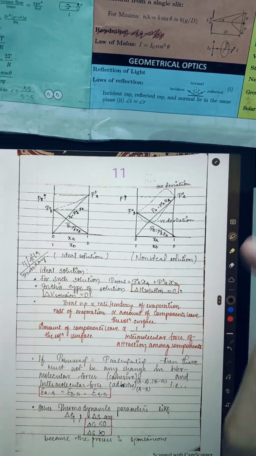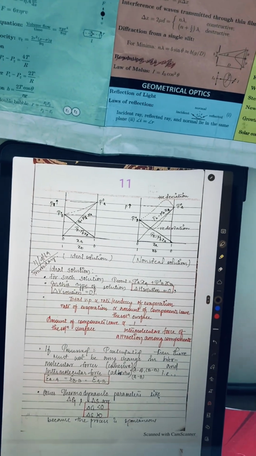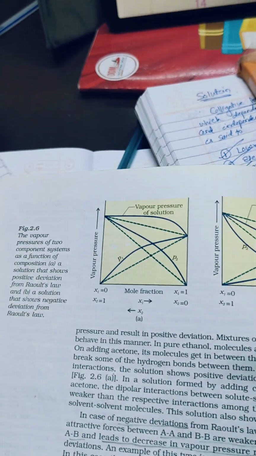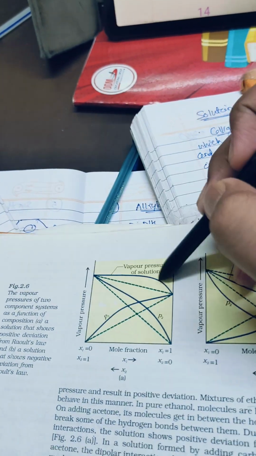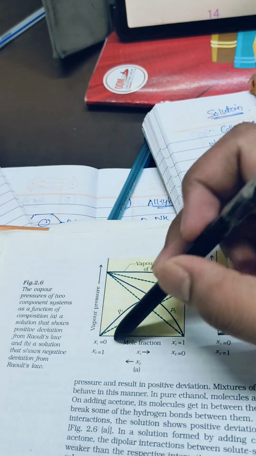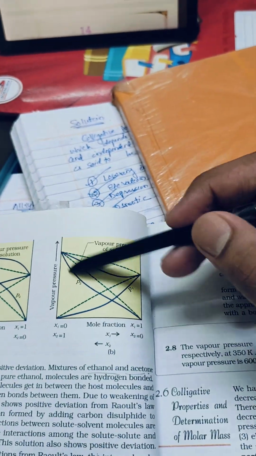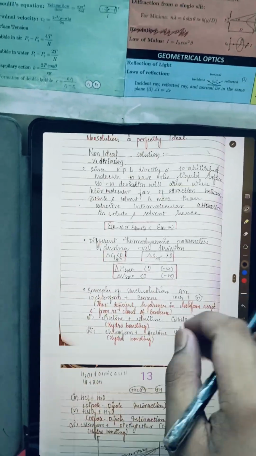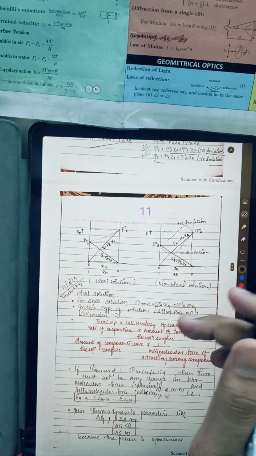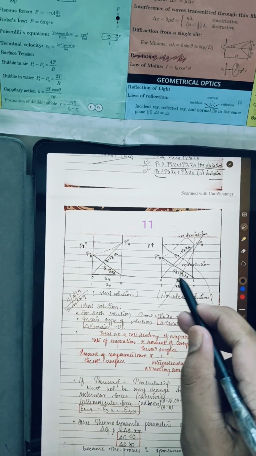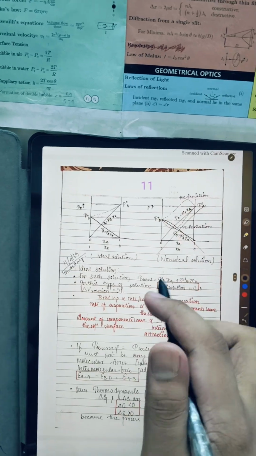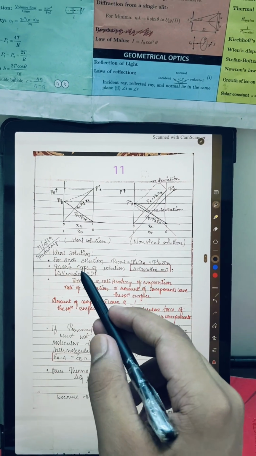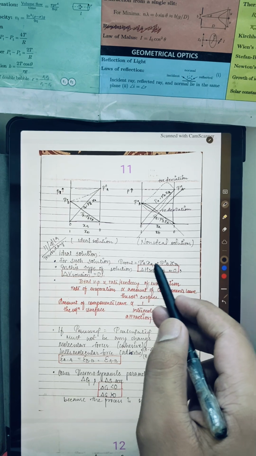Basically, if this goes up, it would be positive deviation. If everything goes down, then it would be negative deviation. We've done this, now let's move on. Don't ignore this, this is not the correct graph. Now for an ideal solution, for such a solution, P total is this.